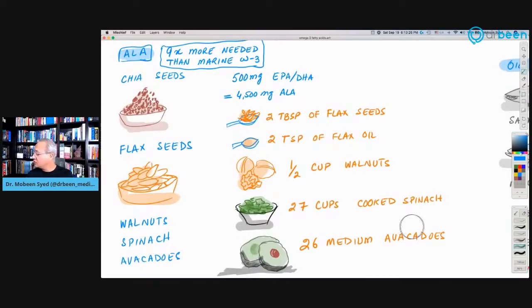So let me know when you're doing that. I want to come see you. And if you want to take avocados, for example, and you want to get the same amount of ALA as 2 tablespoons of flax seeds, which is the daily need, then you would need to eat 26 medium avocados. So 26 avocados or 27 cups of cooked spinach sounds interesting. So this is the vegetarian side.